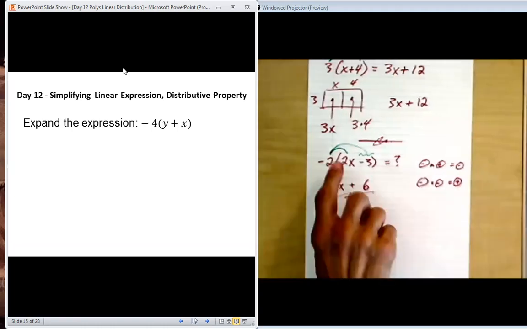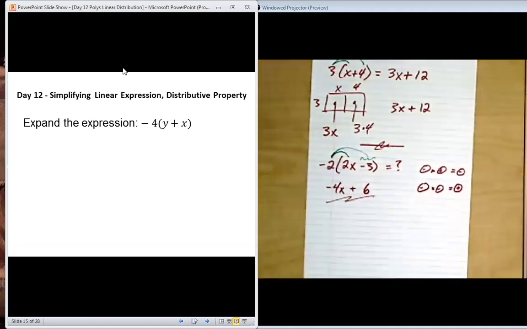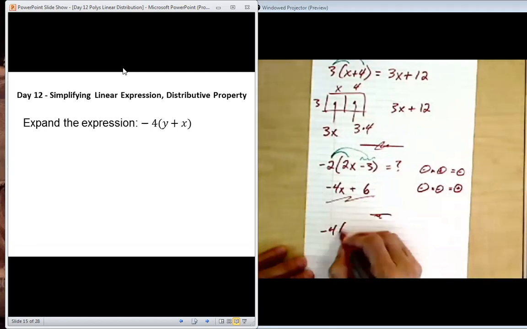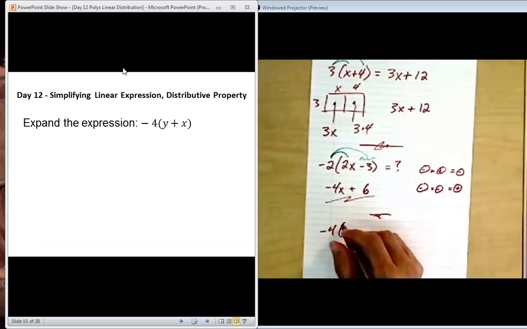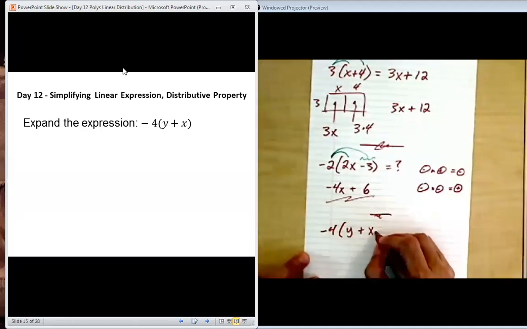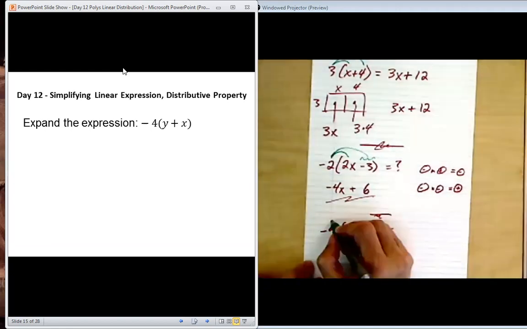Do one of these. Yeah, that's what I'm going to do. We got -4 on the outside. Y is first. That's kind of weird. Usually it's in alphabetical order, so usually X would be first, but this question is just like that. Minus 4y equals out. Plus.